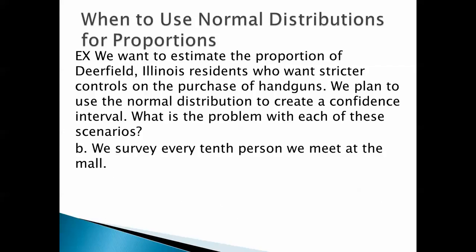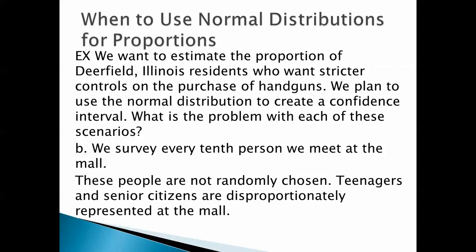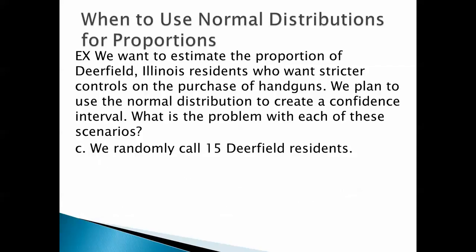B. Well, rather than take the chance that people may hang out in groups, let's just survey every 10th person we meet at the mall. Well, that's not good either, because these people are not randomly chosen. The teenagers and senior citizens are disproportionately represented at the mall. We need a better cross-section of the population.